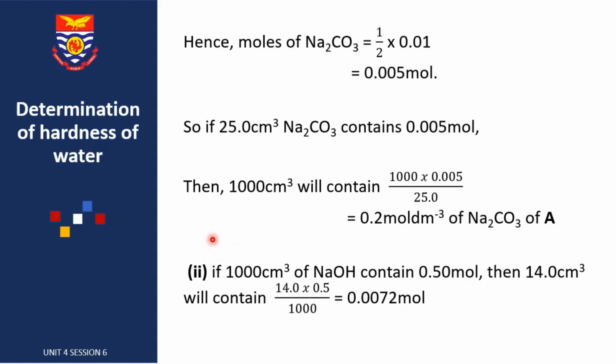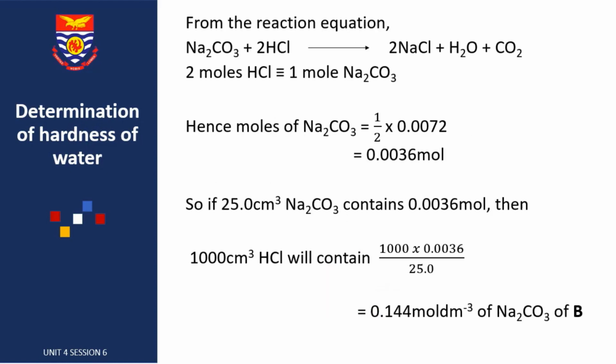Let's look at the next question, II, and we are going to do the same, but here whatever we are going to do will be the excess. Now here also, if we were given the same concentration but the volume was 14, so if 1000 contains 0.5, then 14 would contain 14 times 0.5 over 1000. That gives us 0.0072 moles. So this is the moles of the acid that reacted with the sodium carbonate.